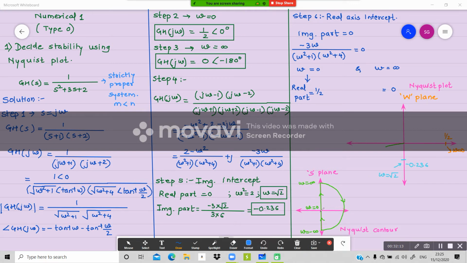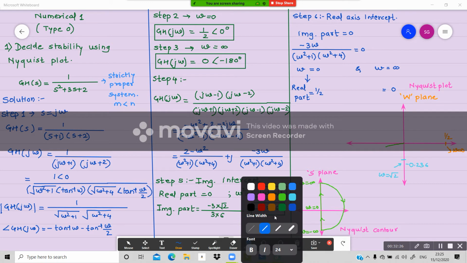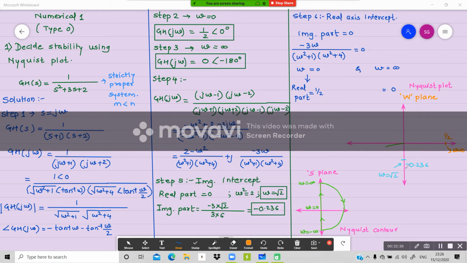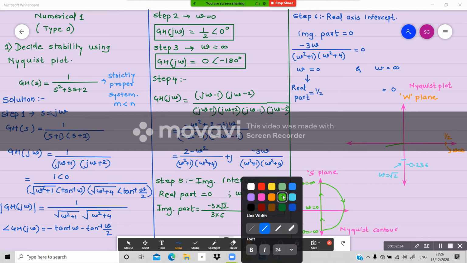And so drawing from here to here, omega equal to 0 to omega equal to infinity, drawing this part is the only skill and the important thing. Otherwise it's very simple to draw the Nyquist plot. Now just look at what I am saying. One more thing I would like to add over here.